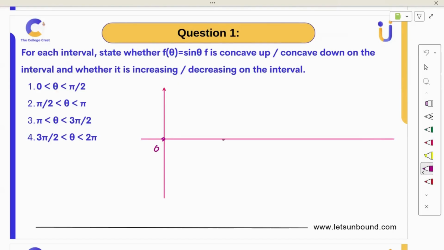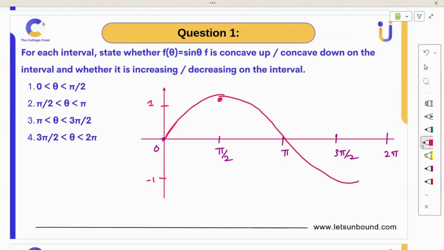So 0, pi by 2, pi, 3 pi by 2, and 2 pi. Okay, this is 1, this is -1. So 0, and it will reach the maximum here. Then it will cross, it will reach minimum and something like this. So 0 to pi by 2, let's say increasing or decreasing. It's increasing, of course, 0 to 1.